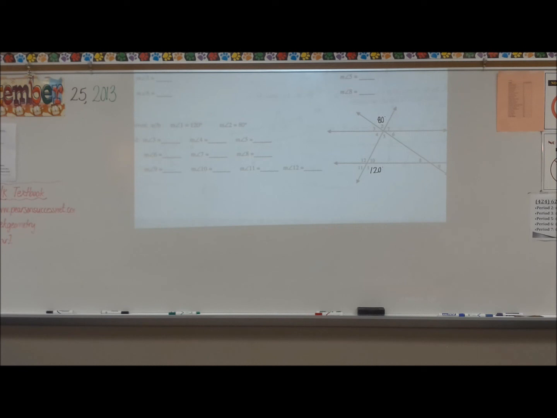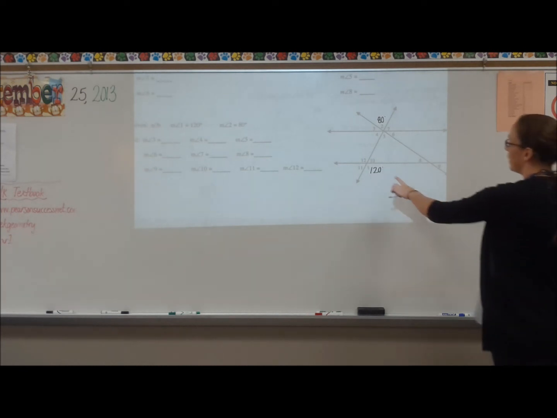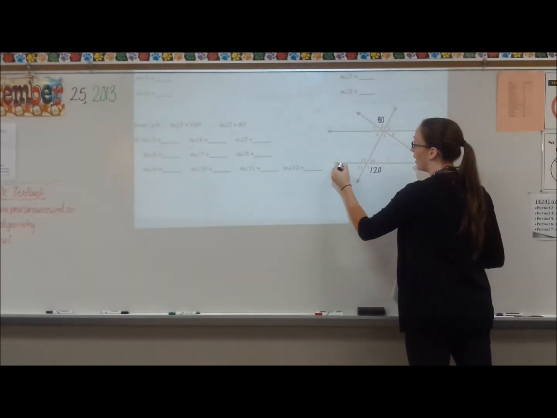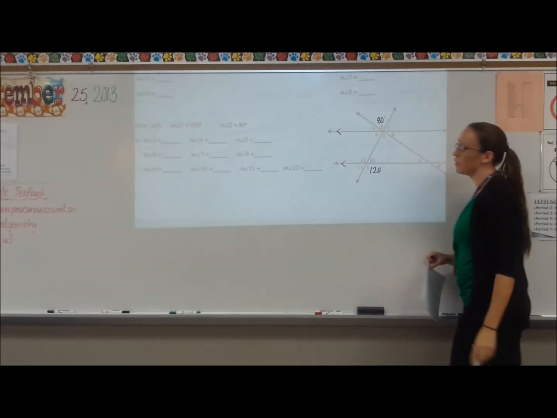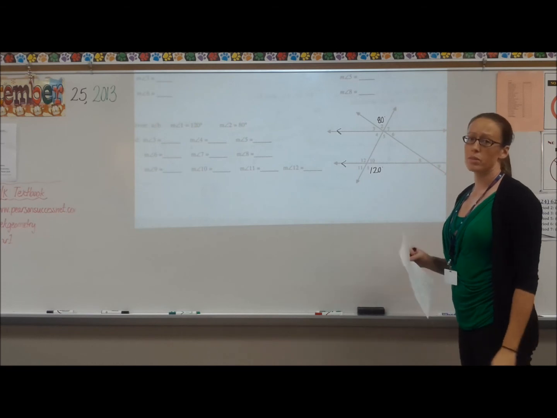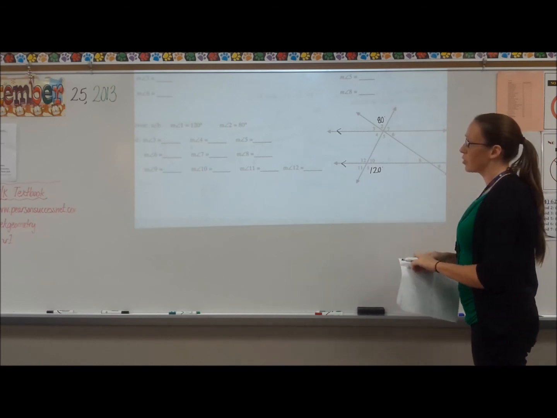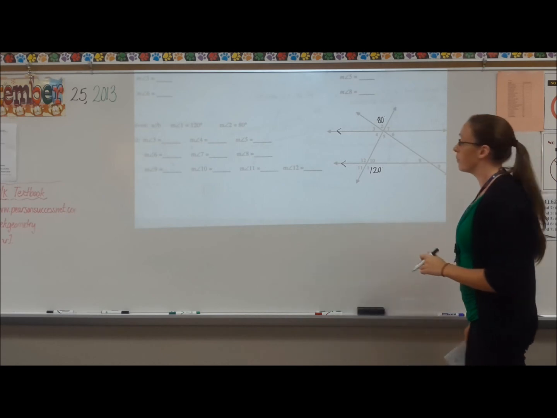Number 28. How many of you labeled angle 1 and labeled angle 2, but forgot to label that A and B are parallel in your diagram? If you forgot those arrows, please go back and add them at this time. Let's find some missing angle measures. And we're going to focus on one vertex at a time.